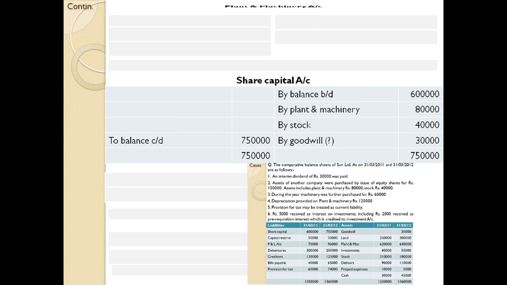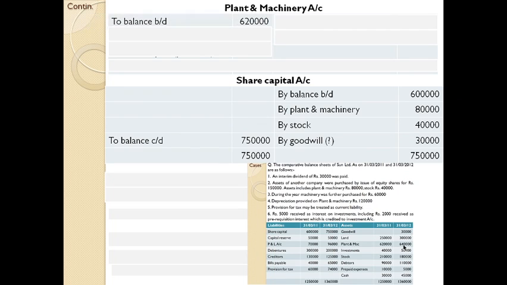Next one you have to prepare is the plant and machinery account. So that is the next adjustment given here. For plant and machinery also, you have to record the opening as well as closing amount. Here the opening is 6,20,000. Closing is 6,40,000. So just record these two items. We all know how to record opening and closing balance in the asset account. So that is recorded.